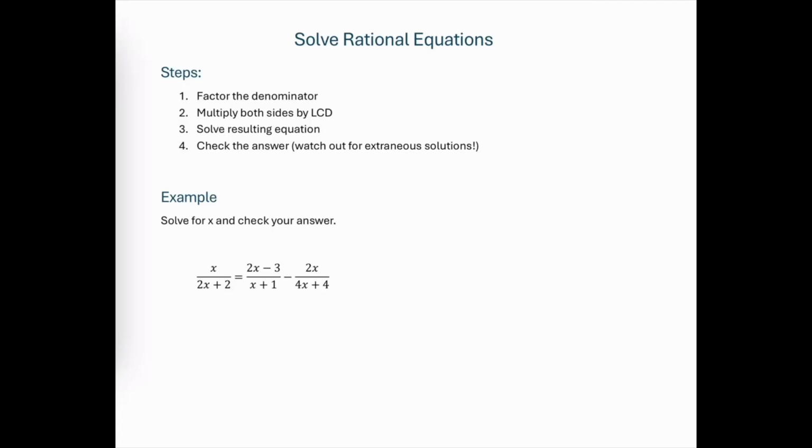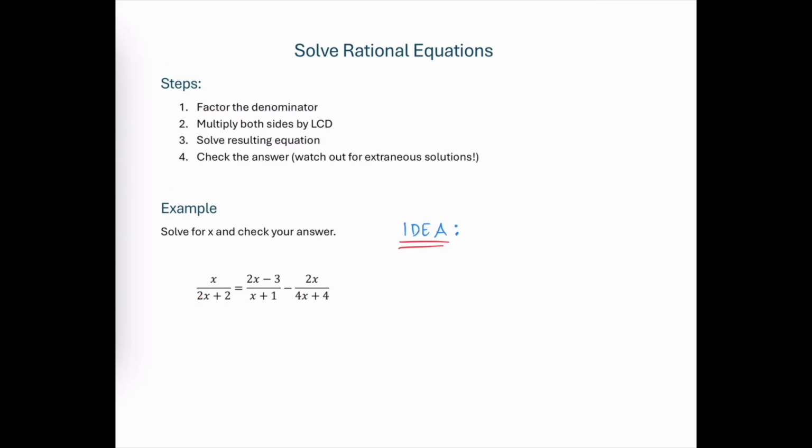A rational equation is one where we have at least one x in the denominator of one of the fractions, and so this one is definitely rational. And in order to solve a rational equation, the first thing that we want to do is to clear the fractions by multiplying both sides of the equation by the LCD.